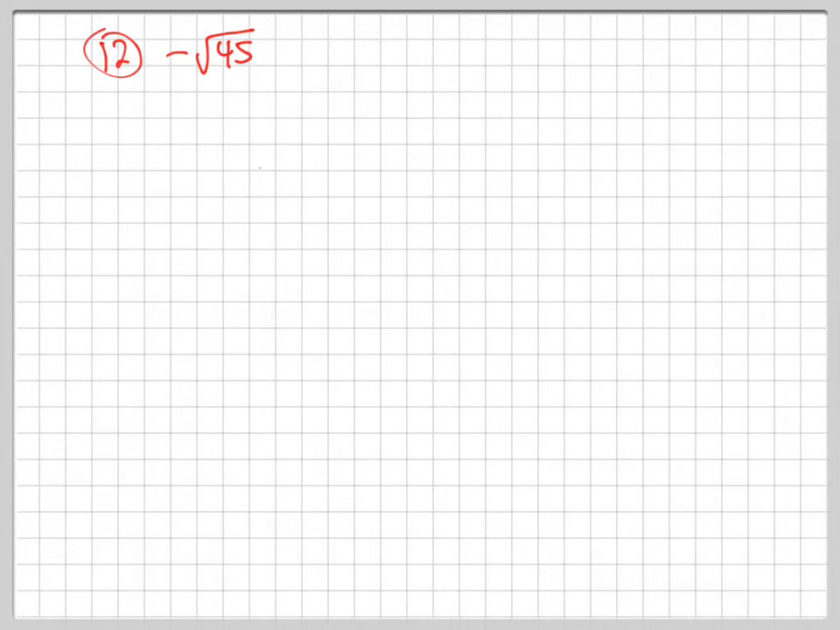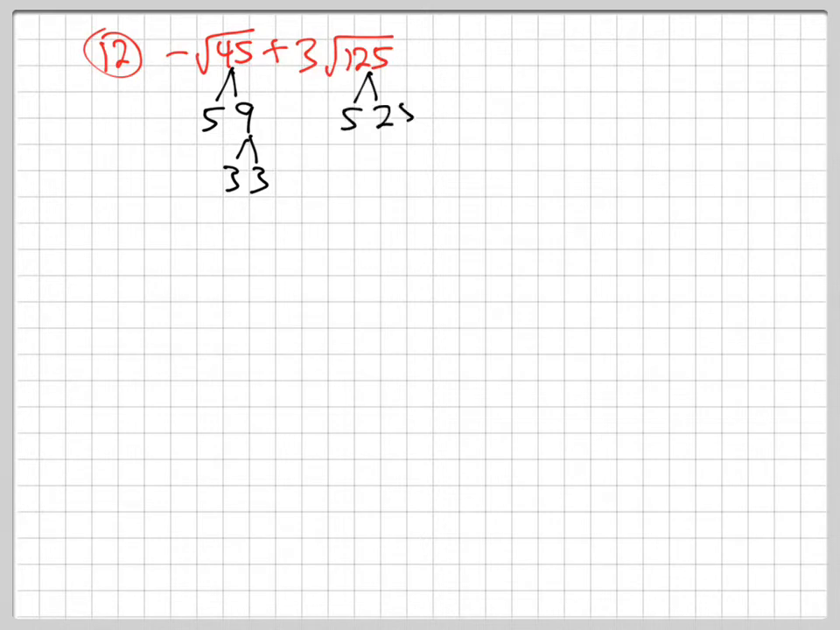Minus root of 45 plus 3 square root of 125. So what needs to be done first on that one? You gotta use your calculator, right? Break those roots down and send everything out. So go ahead and do that first. Okay, so break down 5 times 9 is 45. The 9 is 3 times 3. As long as you know what you're doing. And then break down the 125. 5 quarters is $1.25, and 25 is 5 times 5.